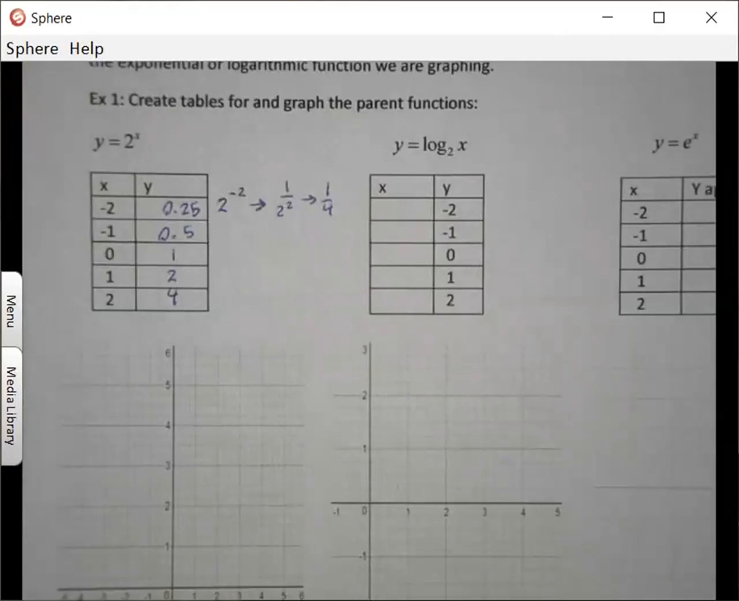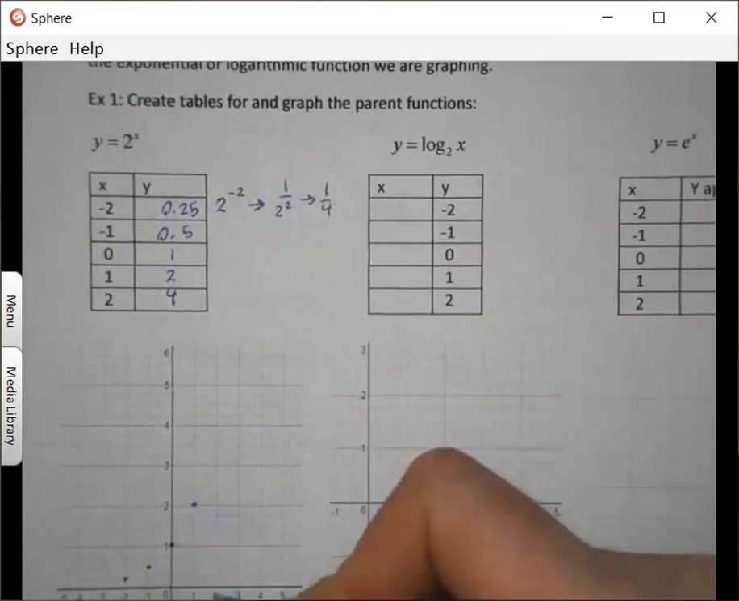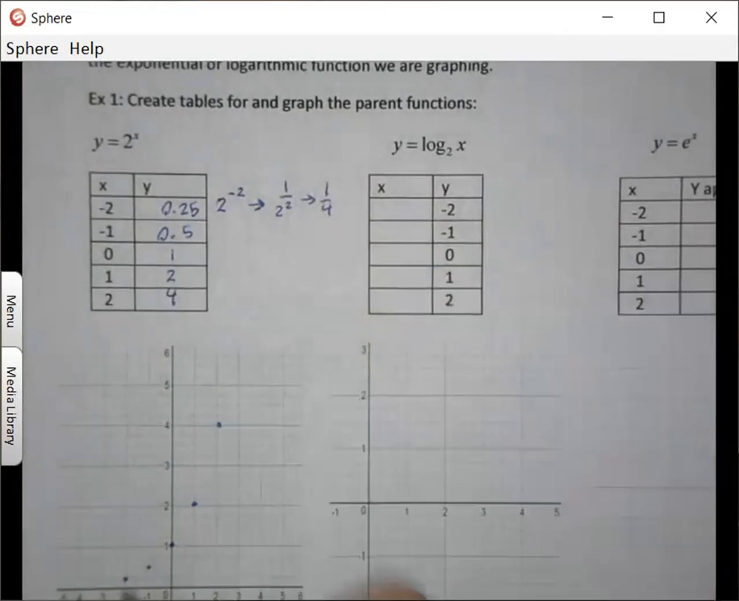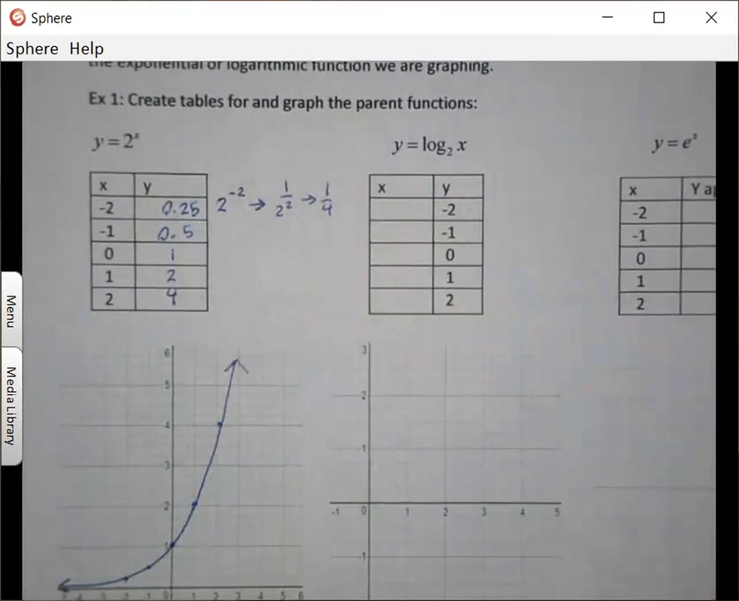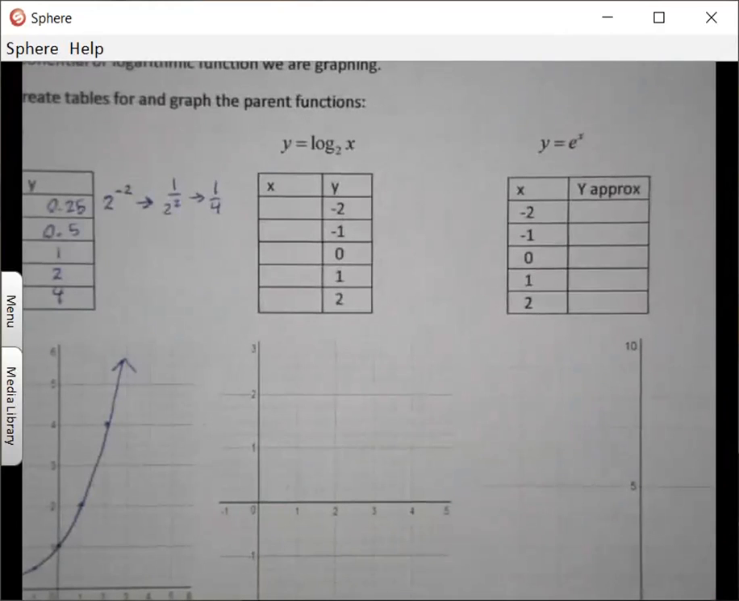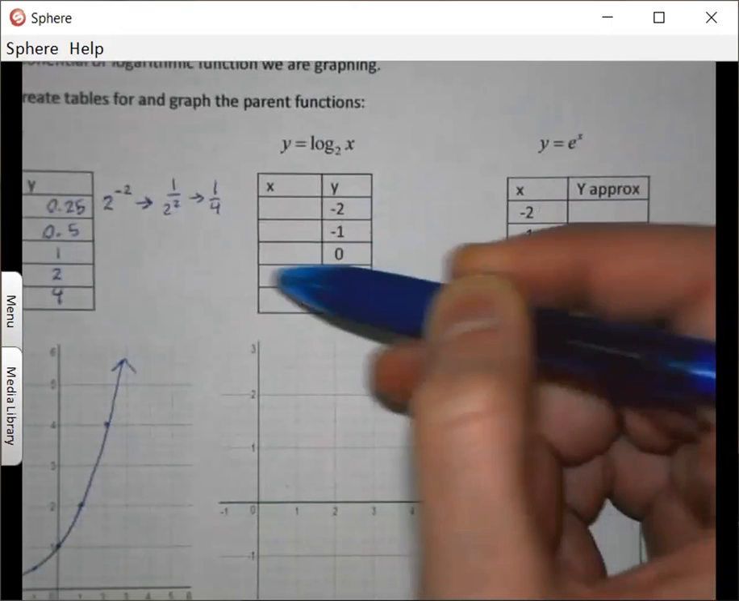All right, so let's plot the points. And we want to make sure we get a nice curve. Now you notice when we are making a parent function for logarithms, we want to start with y values, plug those in to find the x.